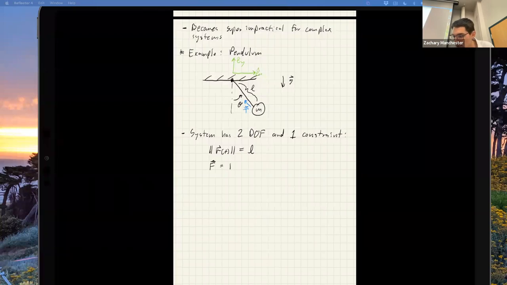F equals this tension force plus mg. Those are the only forces, right? And this has got to be equal to m v dot or ma. In Cartesian coordinates, I have to explicitly figure out this T, which is actually coming from the constraint in some sense, right? Whereas in polar coordinates, it works out a lot nicer.